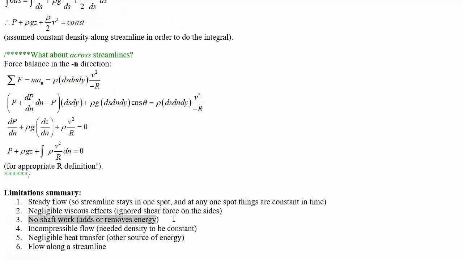We needed no shaft work, which means that there's no adding or removing energy along this. We needed incompressible flow. The density needed to be constant. We needed negligible heat transfer, so no other sources of energy. Same thing as the third one when we're talking about work. And, of course, we needed flow along a streamline.